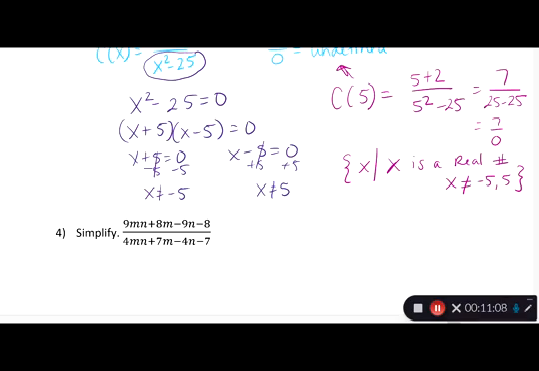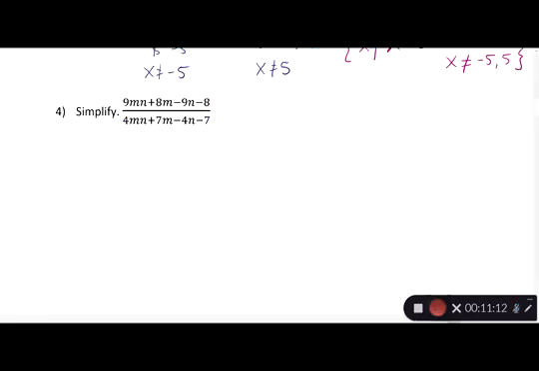You won't have to write this whole thing out in this class, but you may have to do it in a future class. Okay, so this one says simplify 9mn plus 8m minus 9n minus 8 over 4mn plus 7m minus 4n minus 7. And this is one a lot of students get tripped up on. It's kind of big. There's not a lot of direction. It just says simplify and you're expected to know what to do.